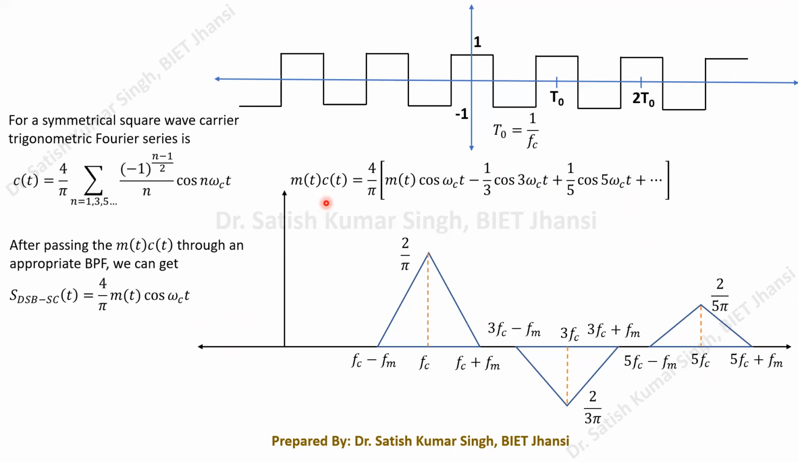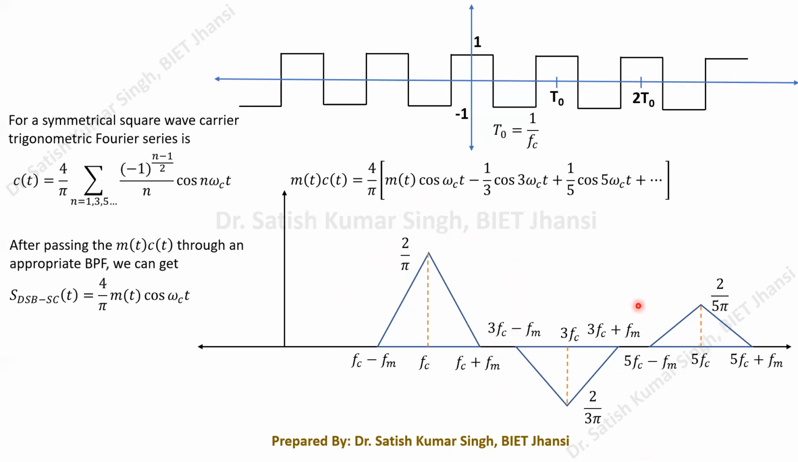Now we can understand that if we have this type of frequency spectrum, with a band pass filter of sufficient central frequency and bandwidth, we can select a component. We have to design a band pass filter to select this component if we want our carrier frequency equal to omega c, or you can say fc. Then we have to select only this portion. If you want the carrier frequency equal to 3fc, you can select this portion.